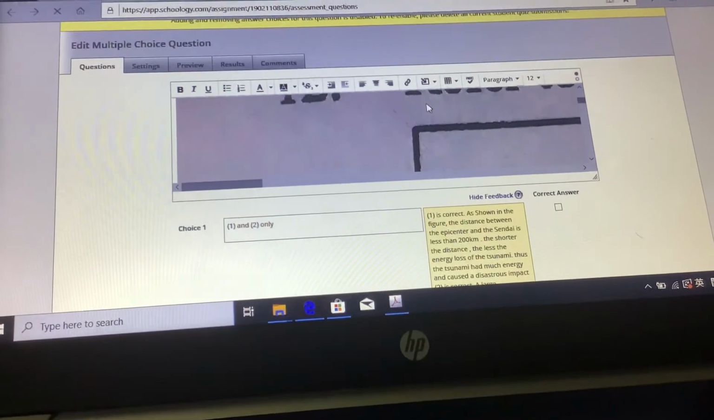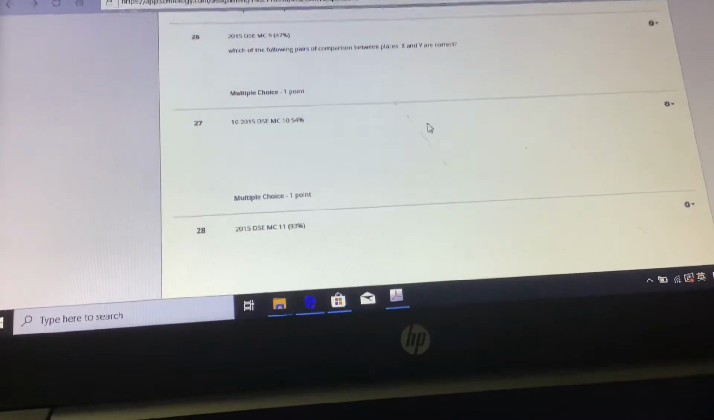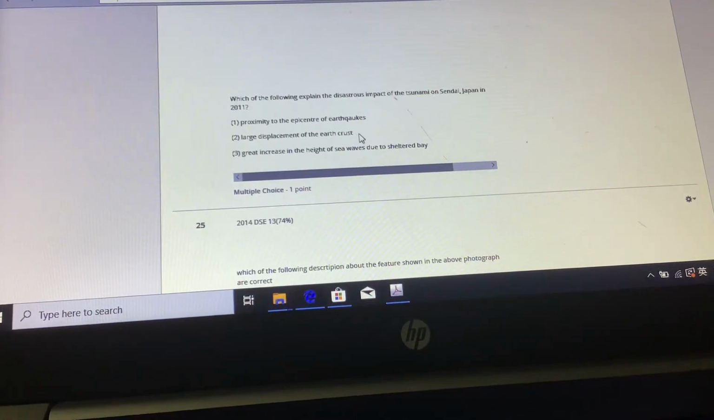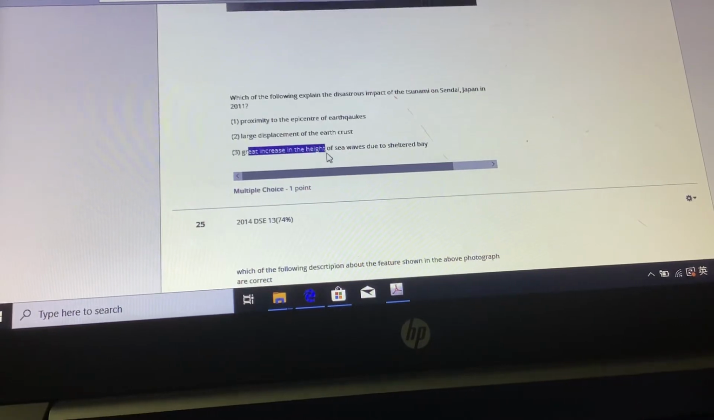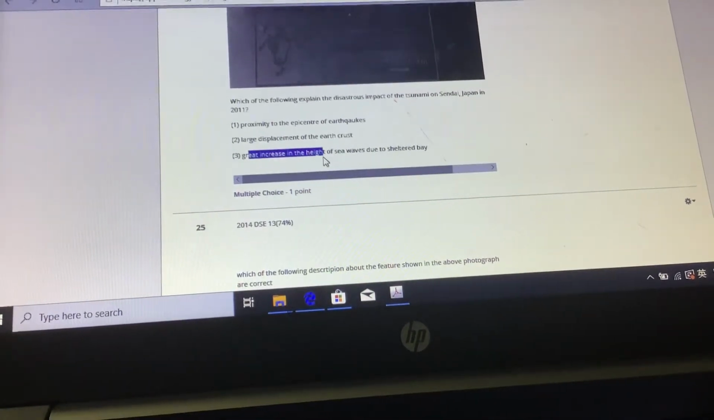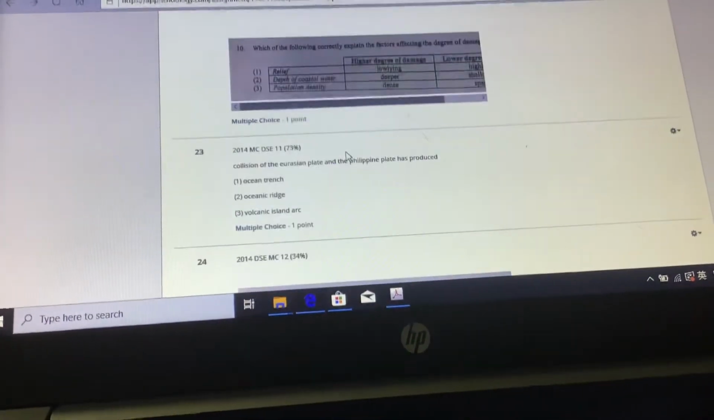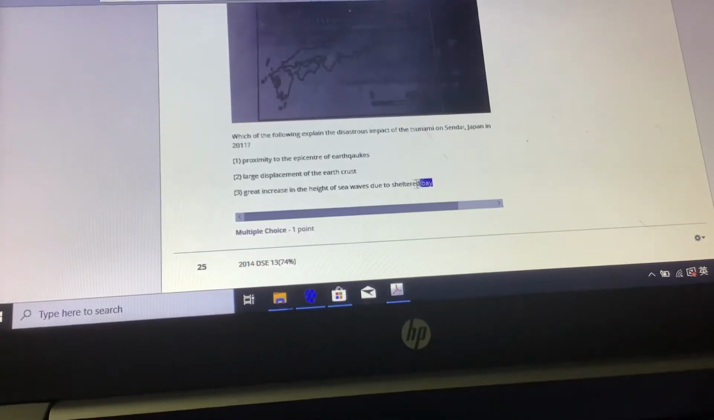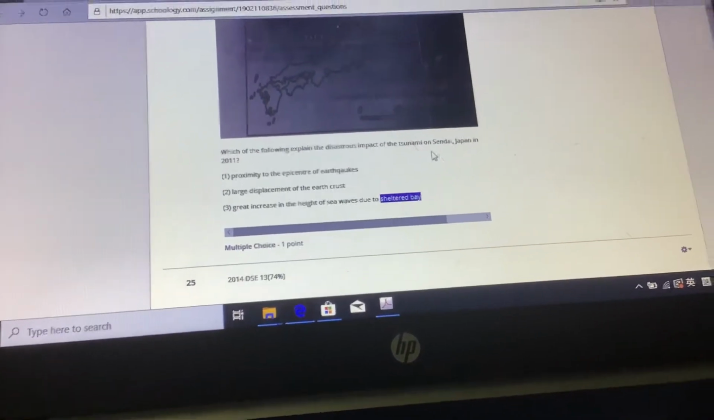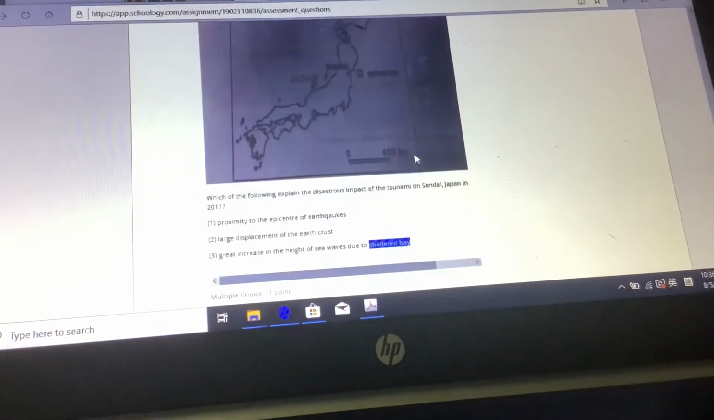Let's see. Let's go to the previous page first. Okay. Wait a minute. Great increase of height of the sea wave. Okay. I missed these things. Because sheltered bay, as you have learned in CP2, is quite implying that we are going to shelter the area out of the sea wave, but I forgot it is talking about the height of the sea wave.